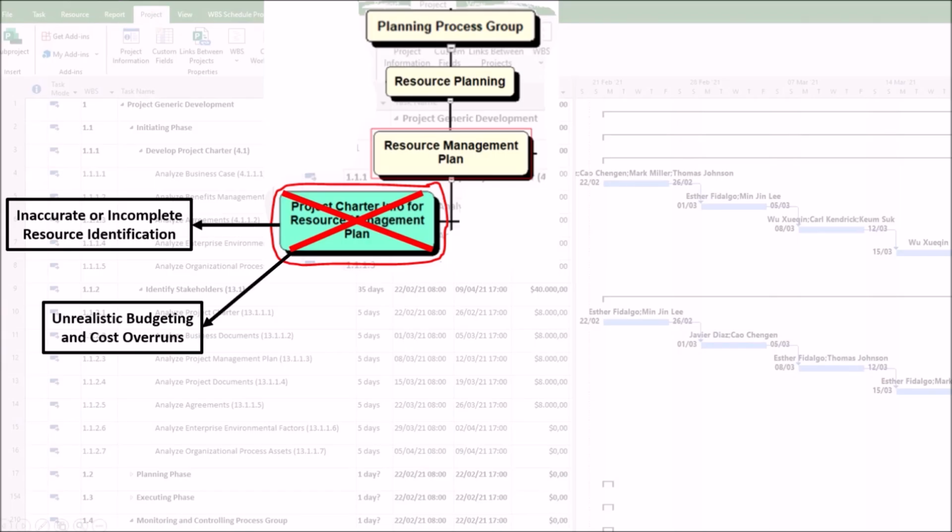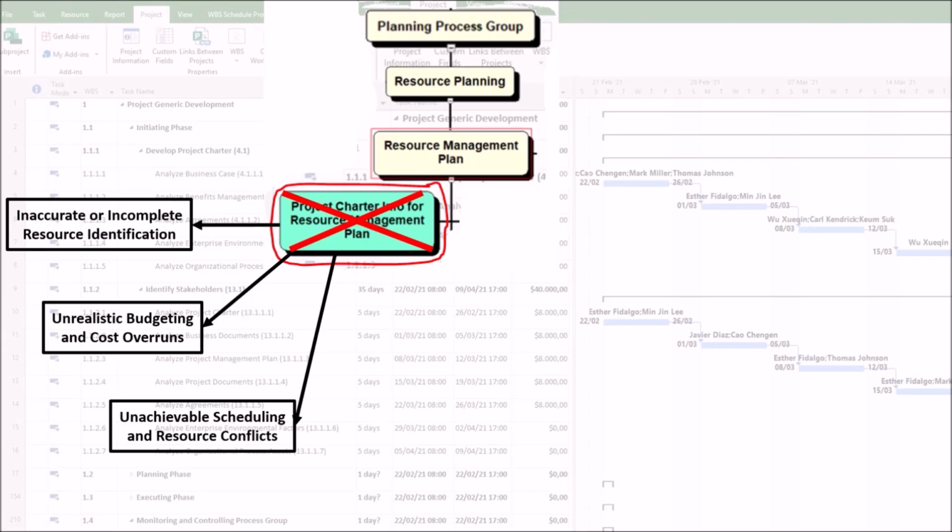2. Unrealistic budgeting and cost overruns. The harm here is that, because the pre-approved budget in the charter is a key constraint, a poor analysis fails to reconcile this financial boundary with the actual cost of the required resources. As a result, the resource plan is fundamentally unexecutable. The project immediately goes over budget, requiring emergency requests for additional funding, which may be denied, or forcing a reduction in resource quantity that compromises the project's scope or quality.